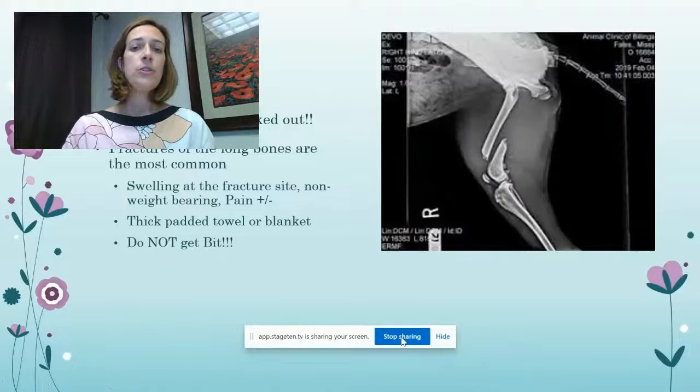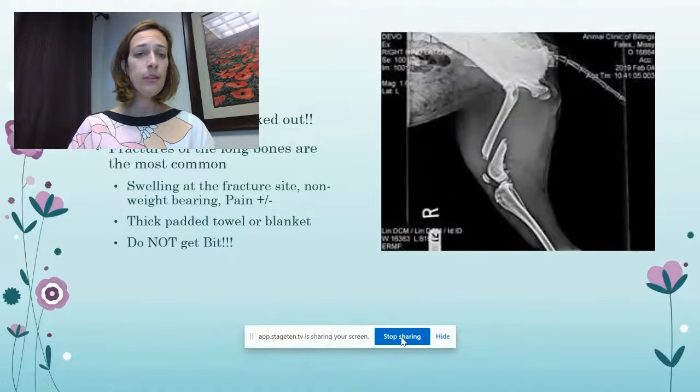One of the things that you can do before you bring them in is to try to make just a little bit of support for them. Again, the key here is do not get bit. If your dog is too painful and it will not let you wrap a towel or blanket, then you don't do it. You just bring them in, we'll help take care of it.